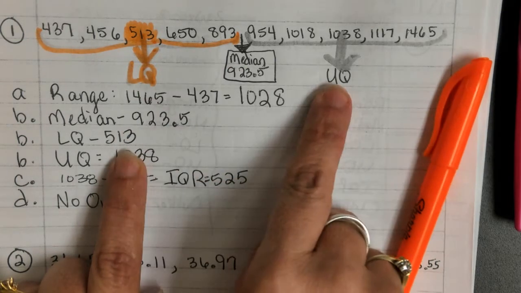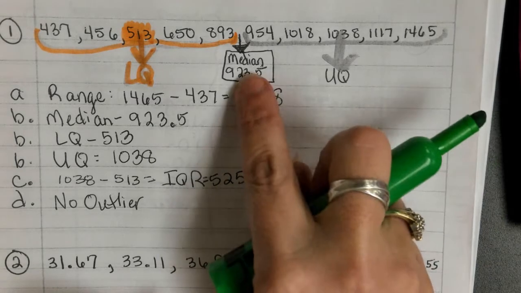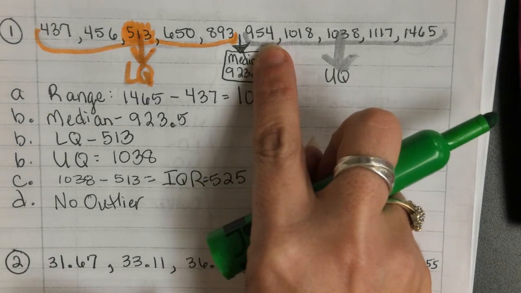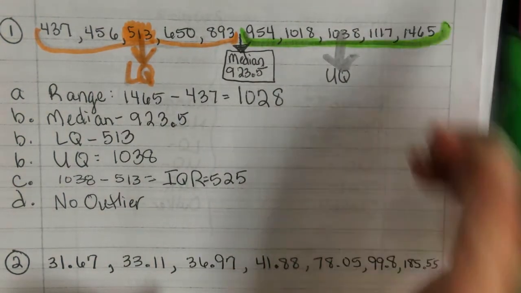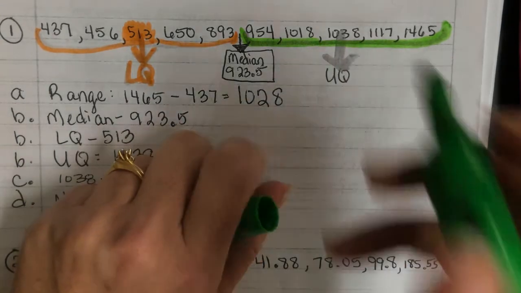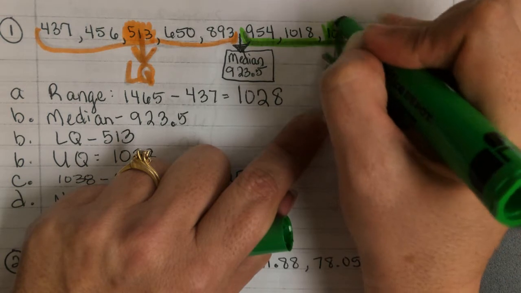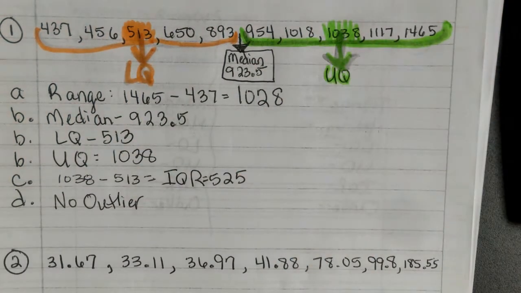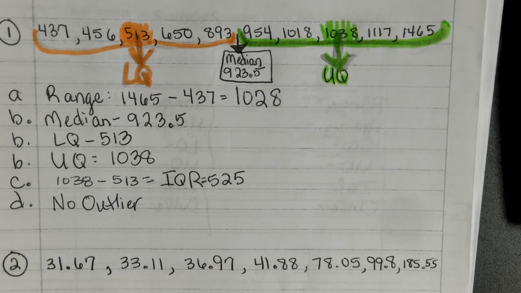Okay. UQ, upper. Think about it, upper. Y'all know that means higher. Upper quartile. Take everything past the median to the right of it, include it in your data set. From there to there. Find the median. Okay, well, that is your UQ right there. 1038 is your UQ. The median of the upper numbers. Everybody good so far?